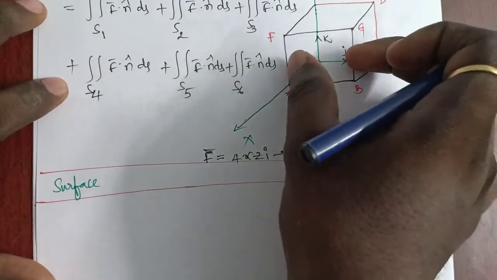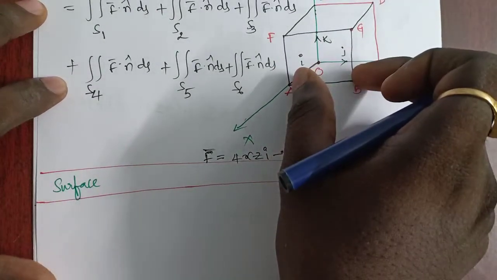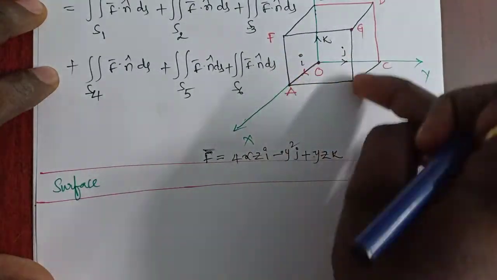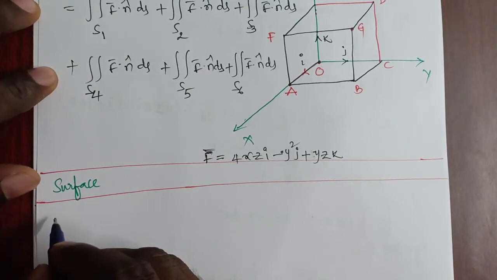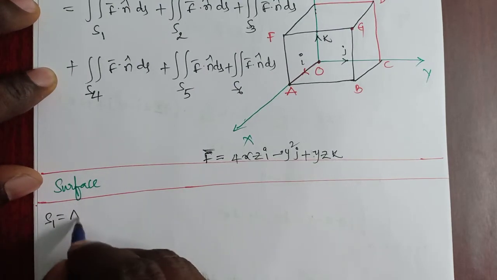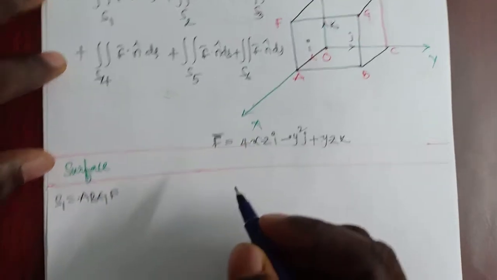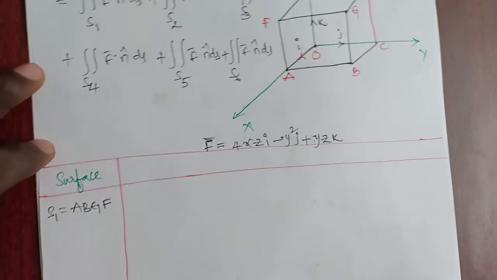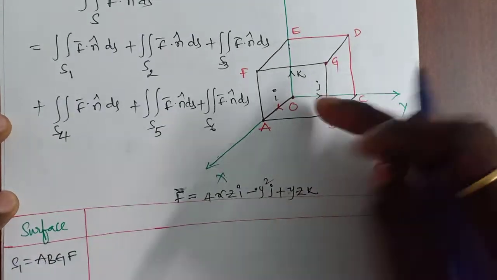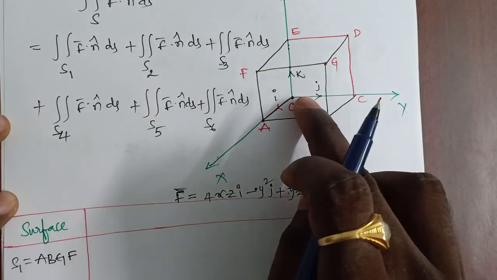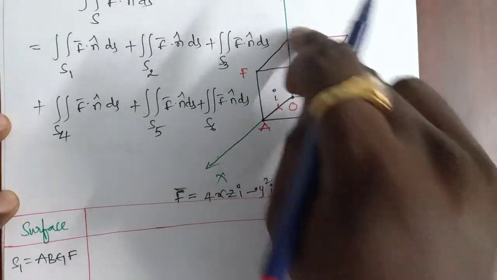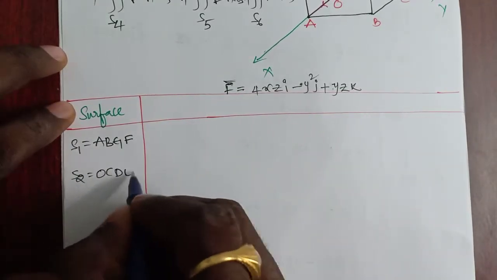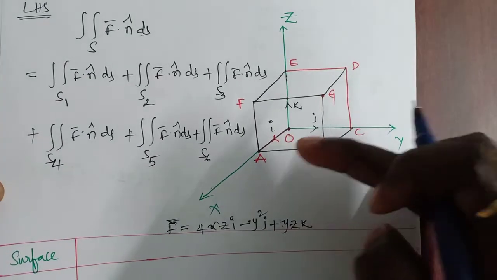Now coming to the first surface. The front surface is clearly ABGF. So this is the front surface ABGF, which is nothing but S1. Now write down all the 6 surfaces. Now coming to the second surface, front and back. Coming to the back surface, OCDE. So S2 is OCDE. Now front and back are over.